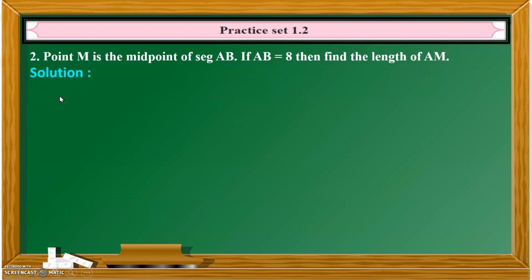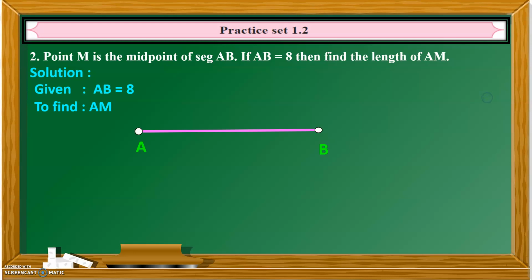What we need to write is what is given and what we have to find. Okay, let's start with given. Given AB is equal to 8, to find AM. So children, for this we first need to draw the figure. This is your segment AB which is having M as the midpoint. This point M divides AB into two equal parts. We are aware of this.